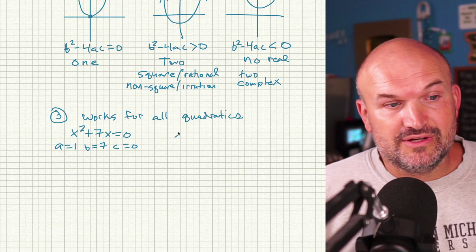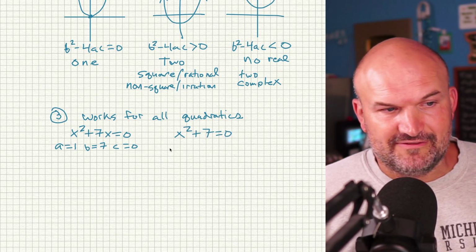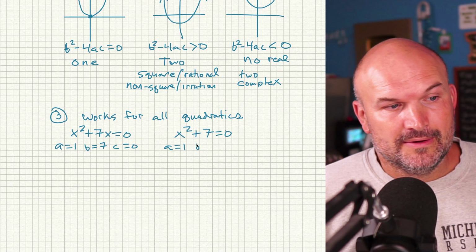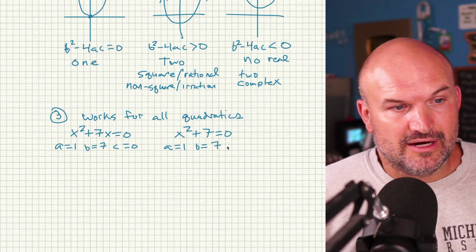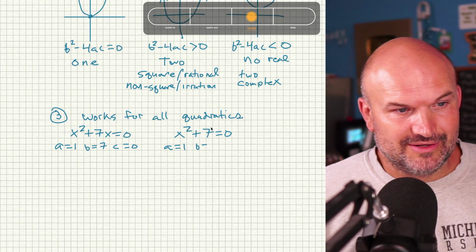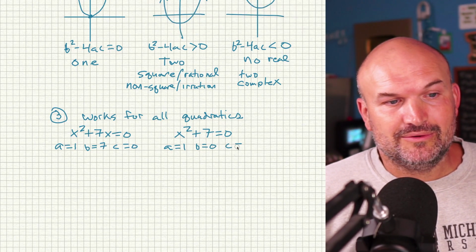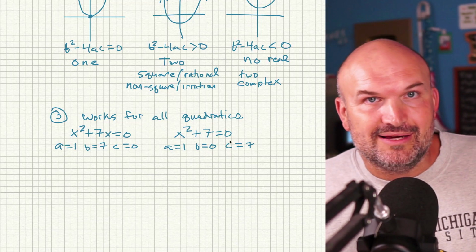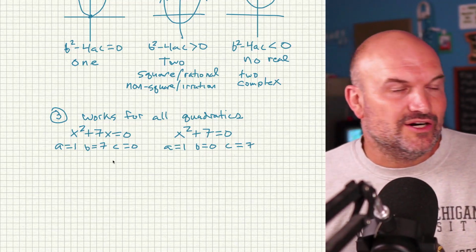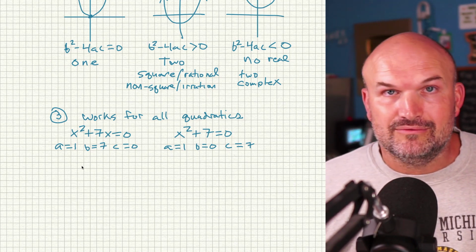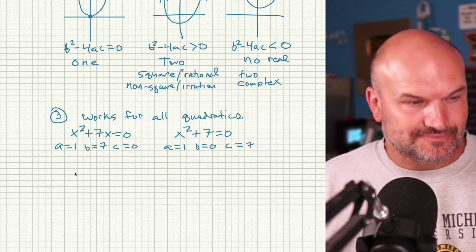You can also do it like this: x squared plus 7. In this case, you could use the square root method to be a lot faster, but again, the quadratic formula is going to work. A equals 1, B equals 7. Oh, no, sorry, B equals 0. What am I doing? So B is going to equal 0 and C would equal 7. But again, plug them in, and it works. It doesn't matter if B is 0 or C is 0. The only number that cannot equal 0 would be your A, because then it wouldn't be a quadratic.